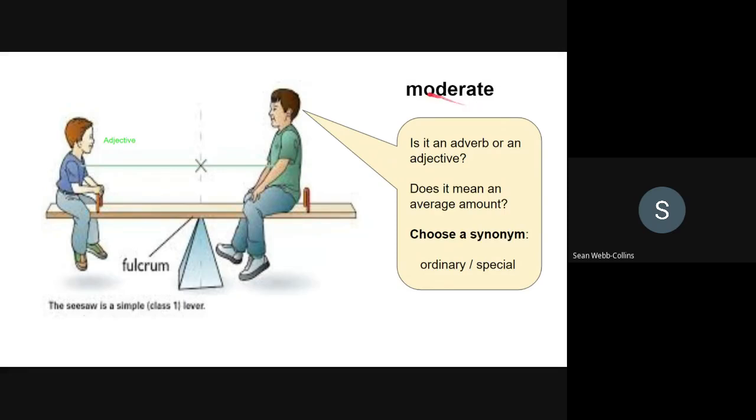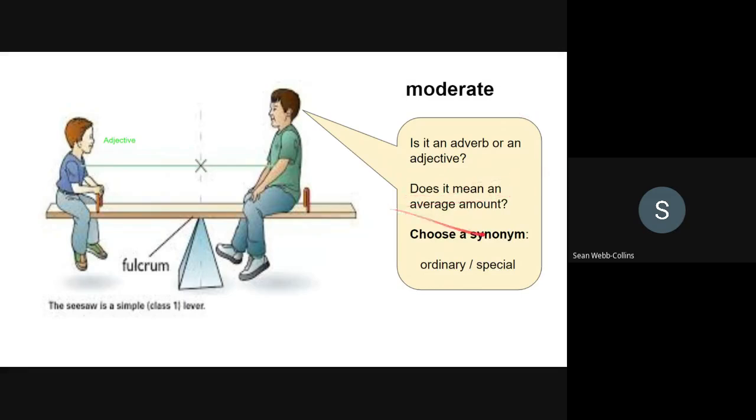Moderate. What type of word? Clues in the picture. That's right, moderate is an adjective. So is it an adverb or an adjective? It is an adjective. If it were an adverb, what would we see on the end? That's right, it would be ly. Moderately is the adverb. Moderate is the adjective, and if you move the stress on the syllable, moderate becomes a verb.